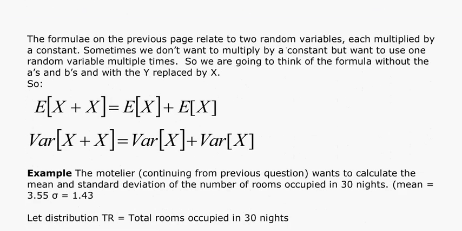We're going to look at something slightly different now. So the formula on the previous page relates to two random variables. In this case, two different random variables. There we were looking at rooms and dinners. And each was multiplied by the constant, $80 and $20.